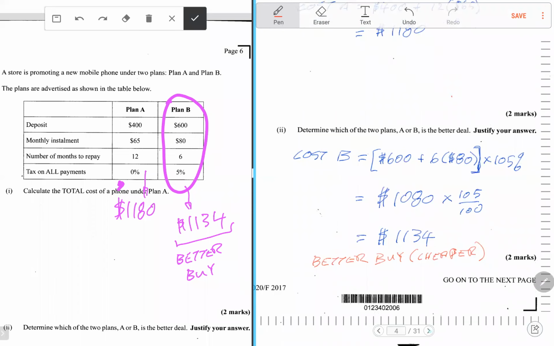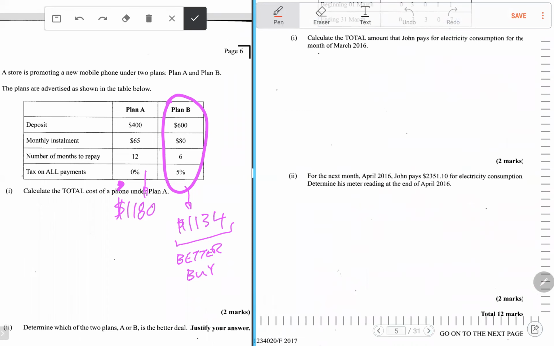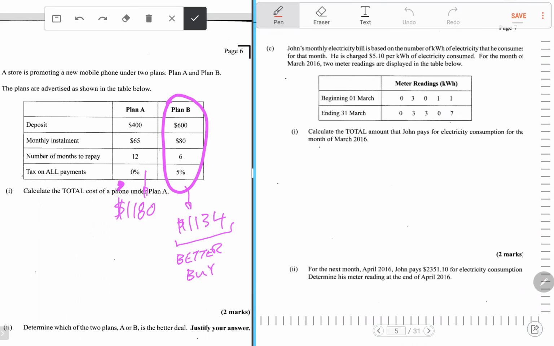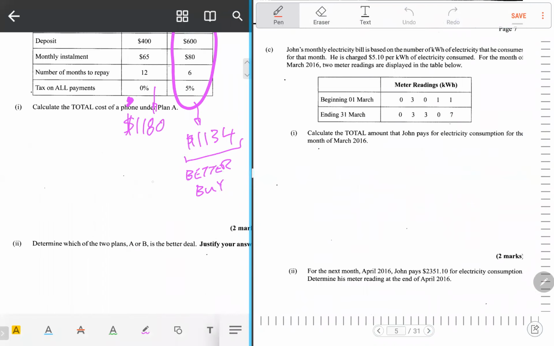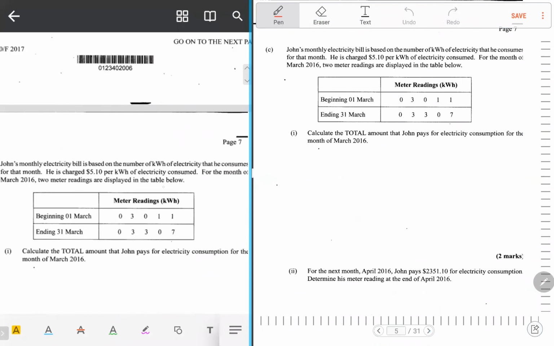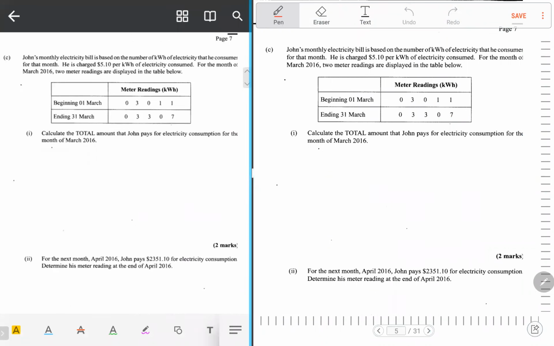All right, let's move to the next page. So the next part now, part C, gives us another consumer arithmetic question. Let's move down on this, which is right here, so we can look at two of them simultaneously if needs be.